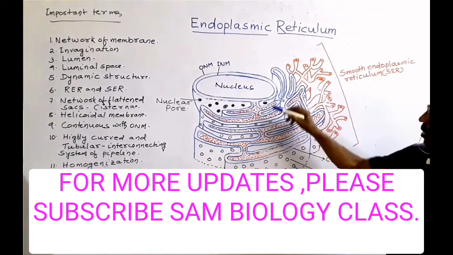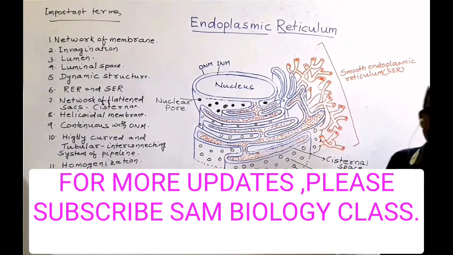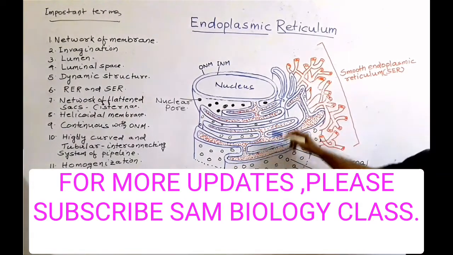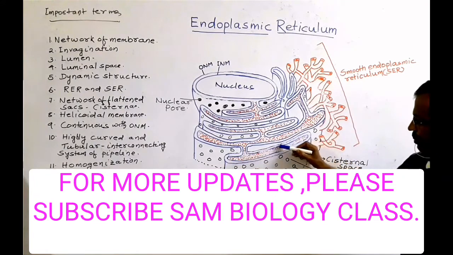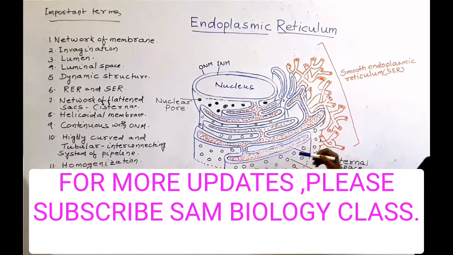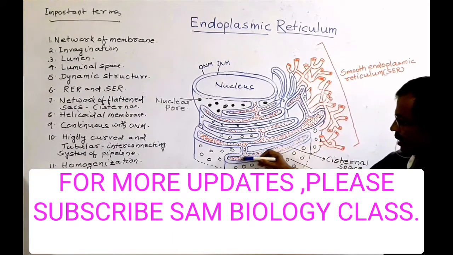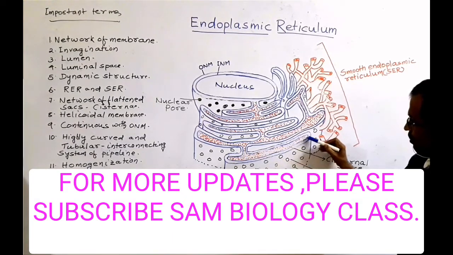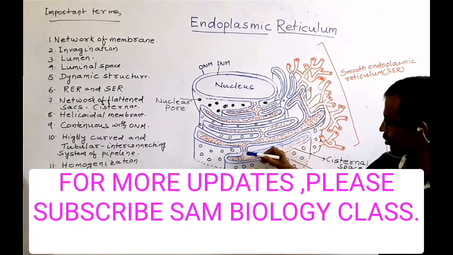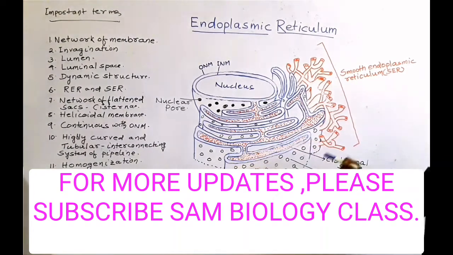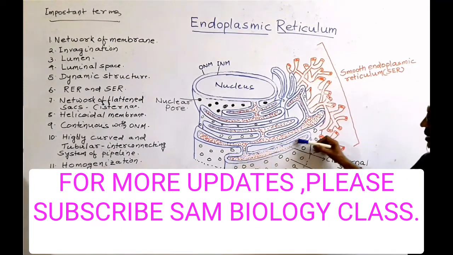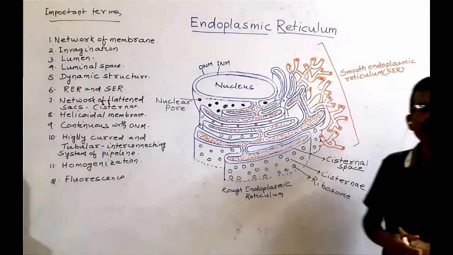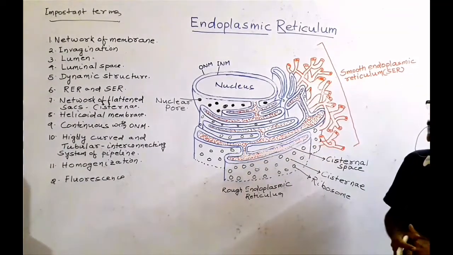This is the figure of endoplasmic reticulum. How does it look? It looks like a network of membrane, and this is the space that is enclosed by the endoplasmic reticulum membrane. This space is known as lumen, and the surrounding membrane is known as endoplasmic reticulum membrane. And the composition of the luminal space is different from the composition of the cytoplasmic space.